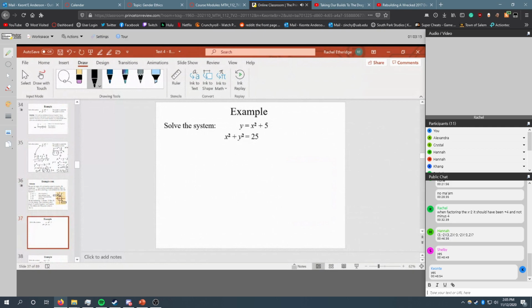Try that one. That one's very similar to the one we just did. And then I think I might have one or two more that I want to try to get to today. So you try that one real quick.